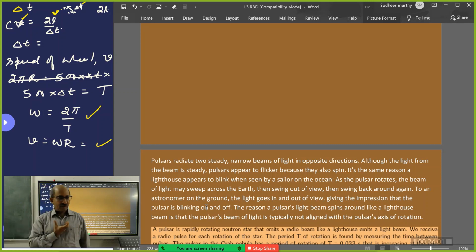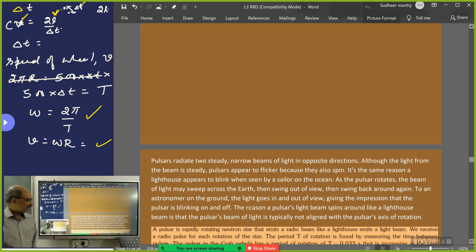Supposing I put a light torch in front of me, and I am spinning like this. What happens to the light? The same thing is happening here. It is just like that. So that is how the pulsar's light beam spins.